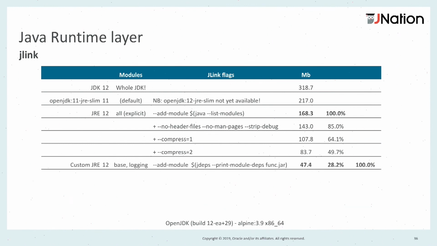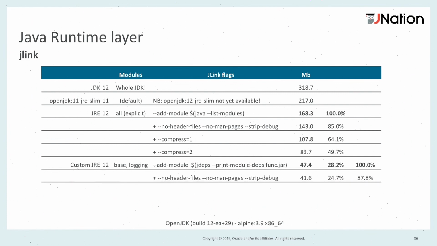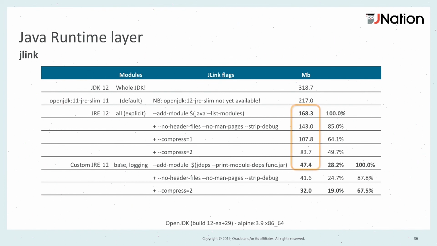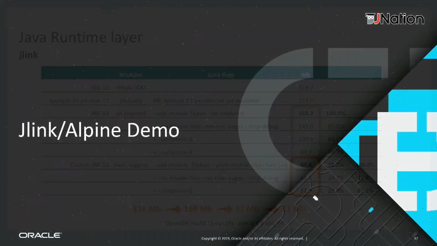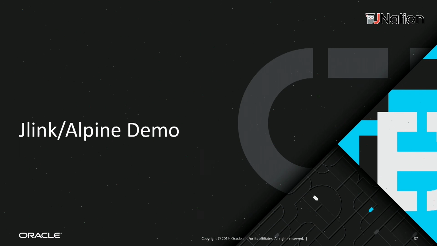But obviously, we want to use JLink as it was designed for. We will use JLink to basically create a JRE with just the modules that our serverless Java function needs. If we do that, we're going down to 47 megabytes. And obviously, we can remove information such as header files and so on, 41 megabytes. And we can still compress that to level 2, 32 megabytes. So basically, 32 megabytes give us a JRE, so a Java runtime that includes all the modules and just the modules to run our serverless Java function. So in a nutshell, JLink provides a quite important benefit when it comes to running serverless Java function. Now let's have a look at how you can use JLink and Alpine within Fn.